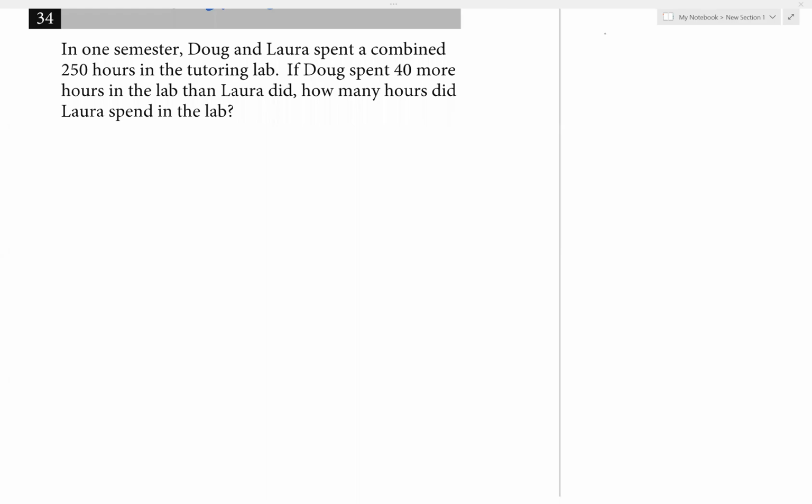Okay, in one semester, Doug and Laura spend a combined 250 hours in the Turing lab. If Doug spent 40 more hours in the lab than Laura did, how many hours did Laura spend in the lab?